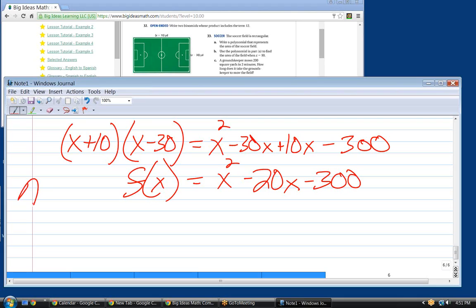So the area of the field is a function of x, which is equal to x squared minus 20x minus 300. Now they want to know what is the area when x equals 90. That's the same as this notation: what is f of 90? Whatever is inside the parentheses, we're going to substitute in for x. So what would f of 90 be?